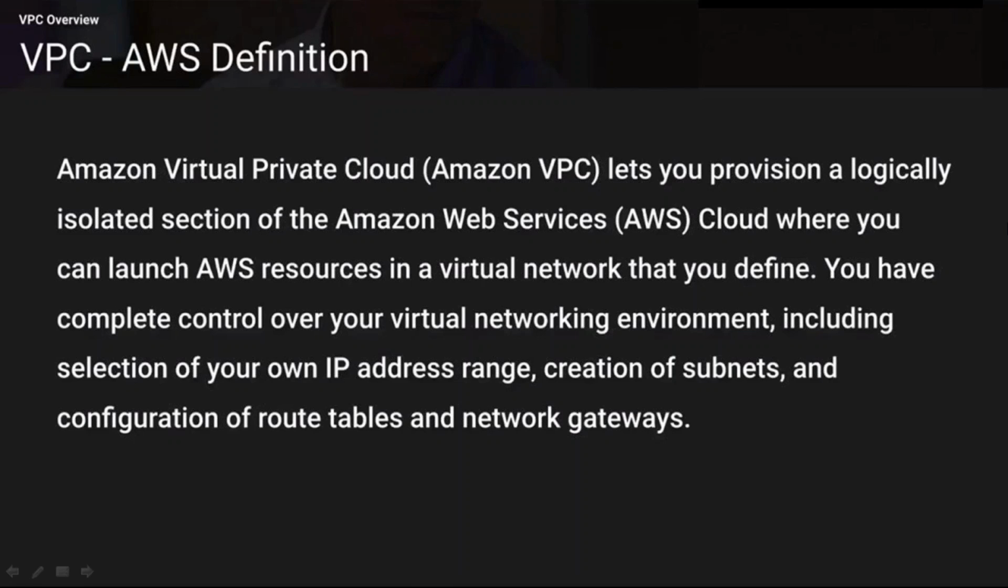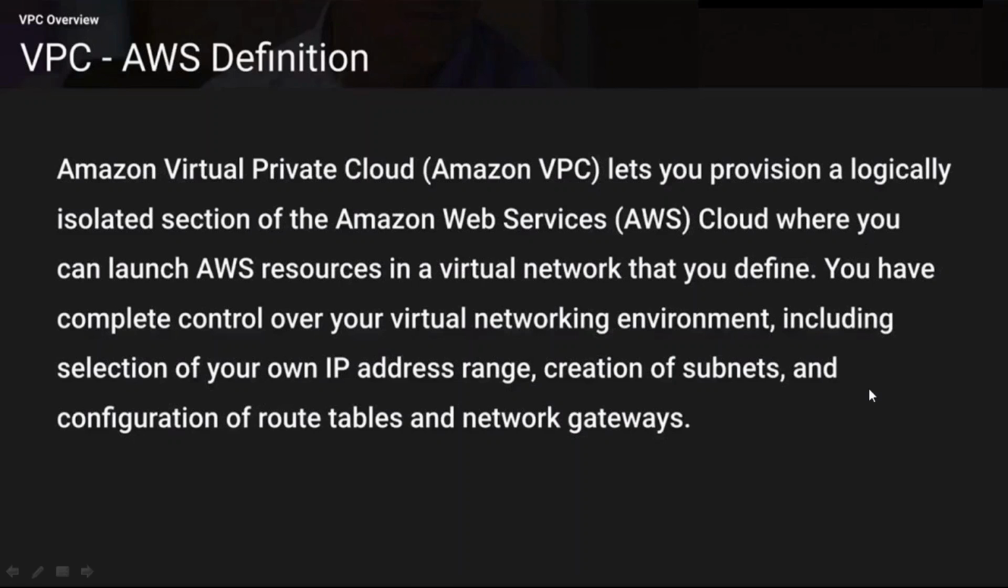So AWS VPC lets you provision a logically isolated section of the Amazon Web Services cloud where you can launch your AWS resources in the virtual network that you define. So we are going to define our own private network where we are going to launch our own AWS resources. It could be an EC2 instance, it could be an RDS database, or it could be anything else. You have complete control over the virtual networking environment, including the selection of your own IP address range, creation of subnets, and the configuration of route tables and network gateways.